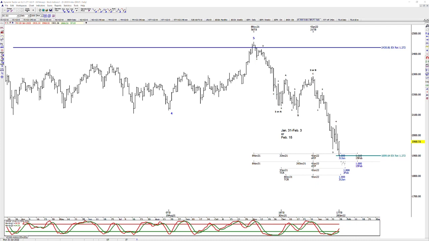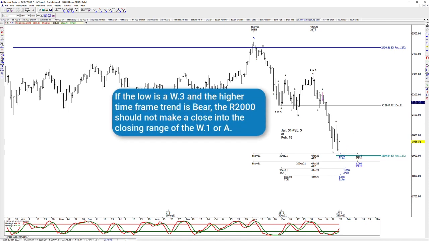So what would we be looking at now? Let's just say this low is complete and the market starts to advance. Well, there's a couple things. Let's go back to pattern first before we do time. If we consider this a wave 1 or a wave A, then that's the wave 1 or A closing low, and we would have to consider that if the trend is bearish and this were a wave 3, or maybe even just a 1 or a 3, the market should not come in and make a close into the range of the wave 1 or A. That's at 2147. So we just put that in there.